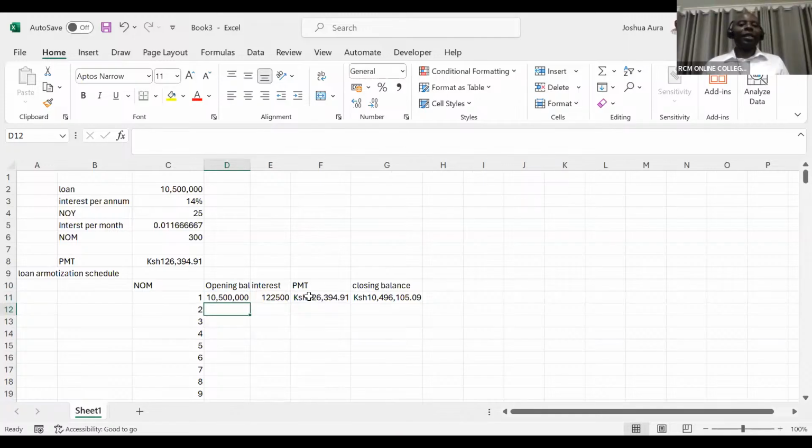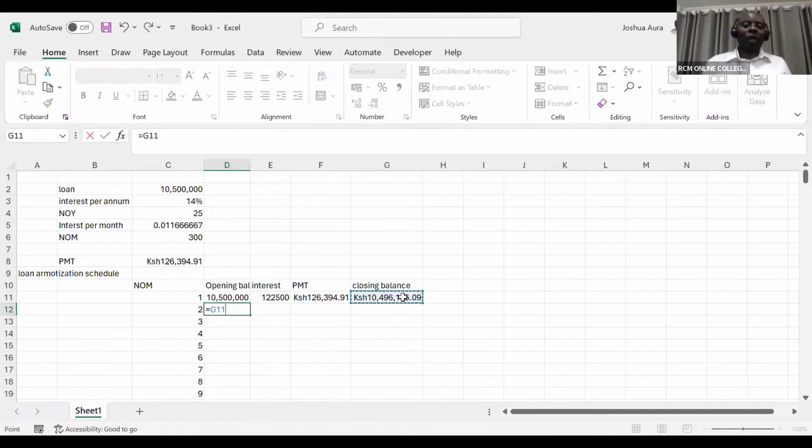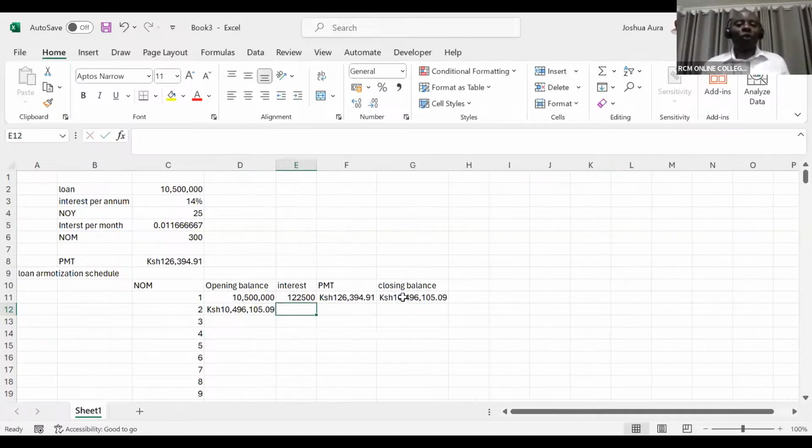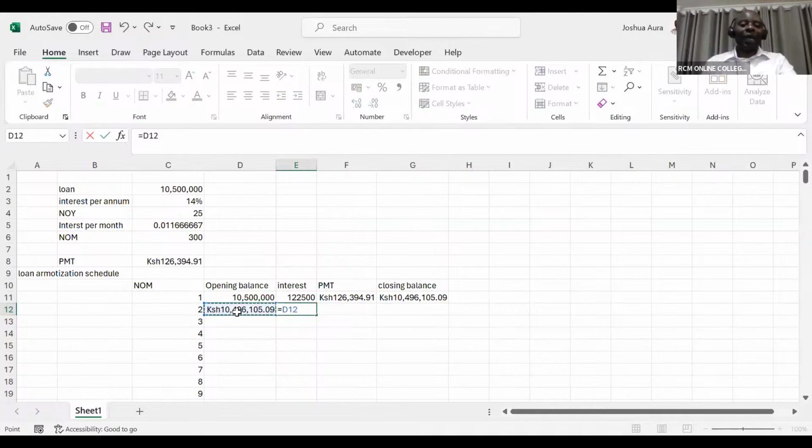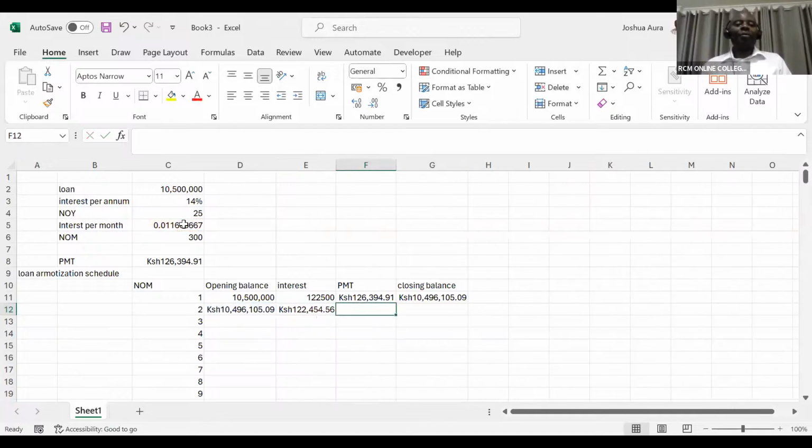All right. And then, ladies and gentlemen, you have to come and repeat for month number 2. You must repeat for month number 2. So come and give me the opening for month 2. I'll pick this. I move on to interest. So interest, I'm picking the opening balance. I say times the interest per month. I lock this up. I continue the journey. PMT, I know the PMT is this figure.